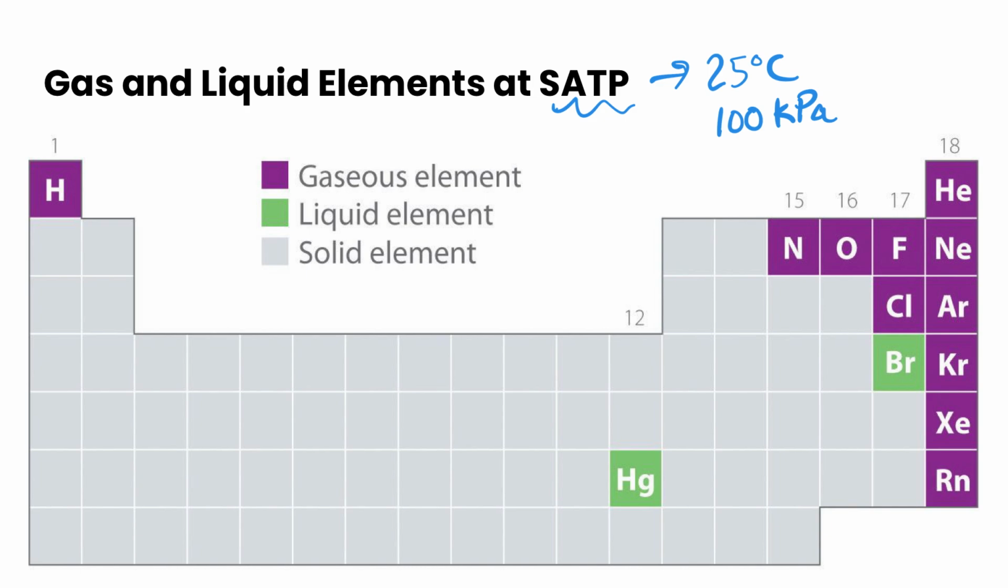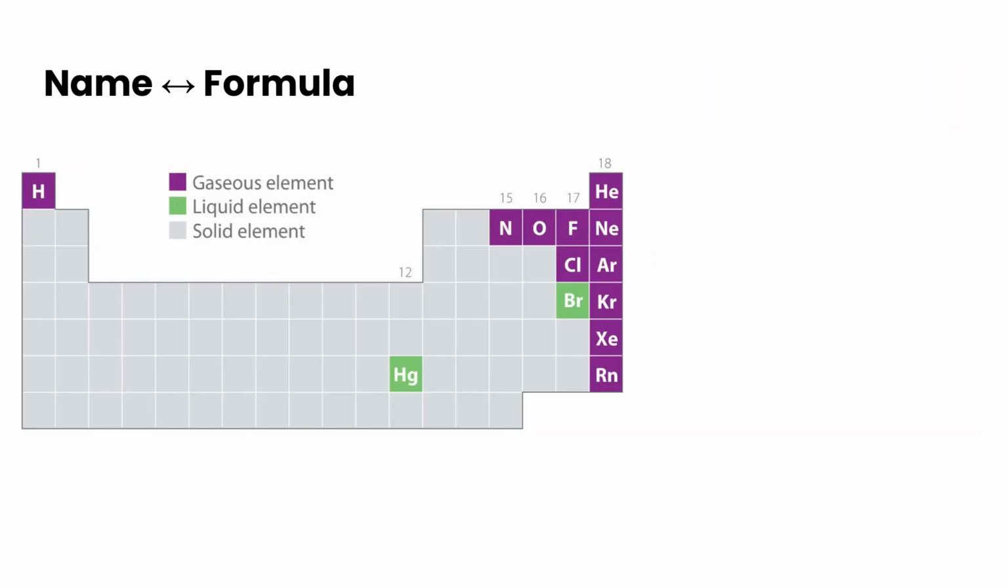Now, most of the elements are solids at this temperature. So anything that's in gray here is a solid on our periodic table. There are two elements that are liquid at room temperature, and those are mercury and bromine, and you will find those as a liquid. Now, the gases are hydrogen, and then over here we've got nitrogen, oxygen, fluorine, chlorine, and then of course all of our noble gases are obviously gases because it's got the word gas in the name, sorry.